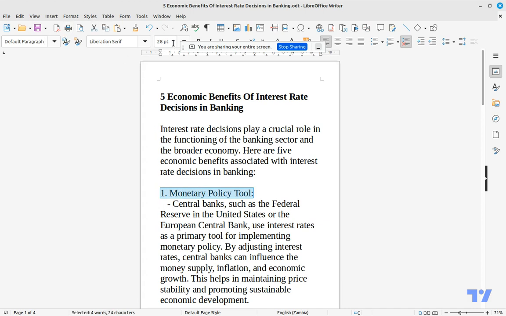Number one is monetary policy. Remember, the interest rate decision is a monetary policy tool. Central banks such as the Federal Reserve in the United States or the European Central Bank use interest rates as a primary tool for implementing monetary policy, because by adjusting the interest rate, central banks can influence the money supply, inflation, and economic growth. Inflation is basically the cost of goods and services. This helps in maintaining price stability and promoting sustainable economic development.